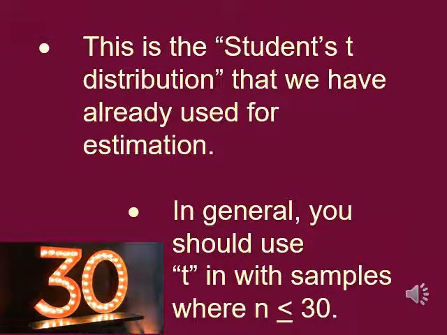We did use what's officially called the student's t-distribution for estimation, and we're going to use it again for a couple of different kinds of t-tests. You should remember from before that the magic number that divided t and z was 30. If you had something less than 30, it was always a small sample. If it was greater than 30, you had a big sample. Honestly, if it's equal, which it almost never will be, you could use either one and it would work out to be essentially the same number.